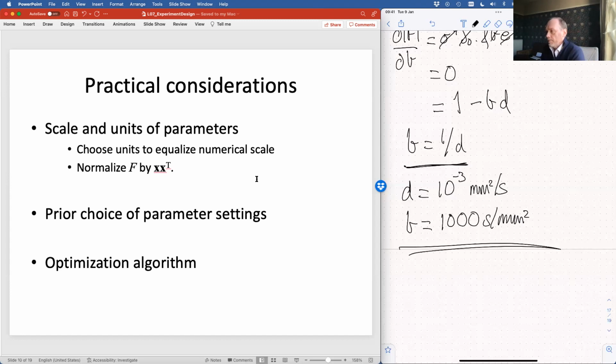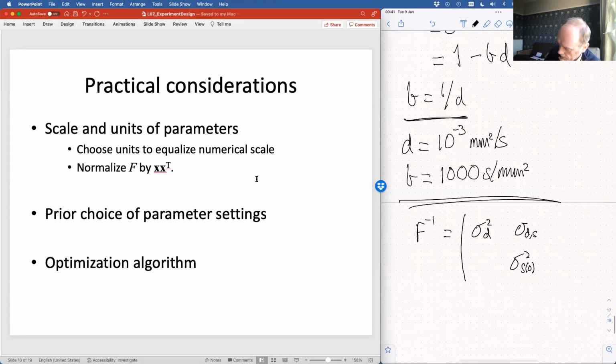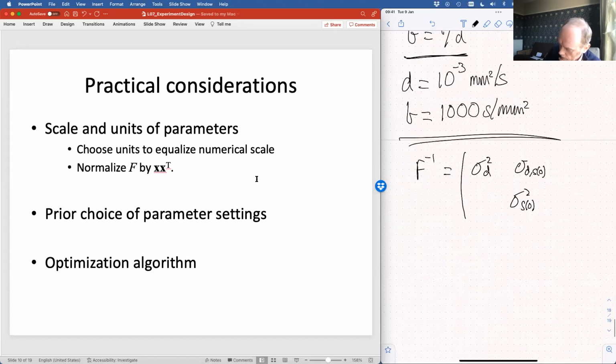A couple of further practical considerations. One thing is that we have to think carefully about the scale and units of the different parameters. Sticking with this diffusion model, F inverse, as we saw earlier, has the structure of a covariance matrix. So for this particular model, where our two unknowns are S0 and D, it looks like the variance of S0 and the variance of D on the diagonal, and on the off diagonal, the covariance of the two parameters.